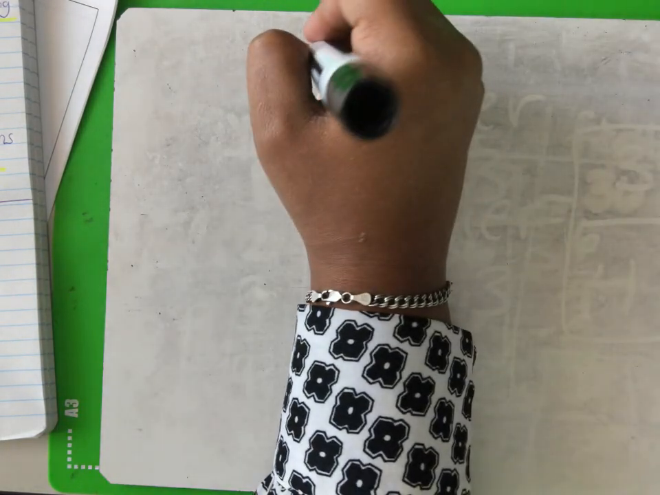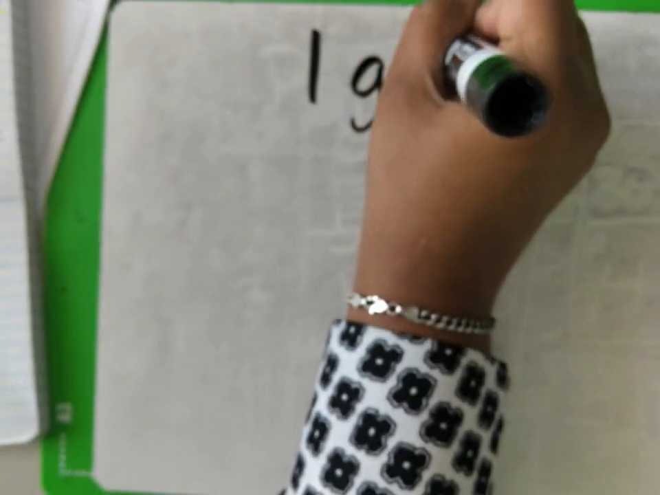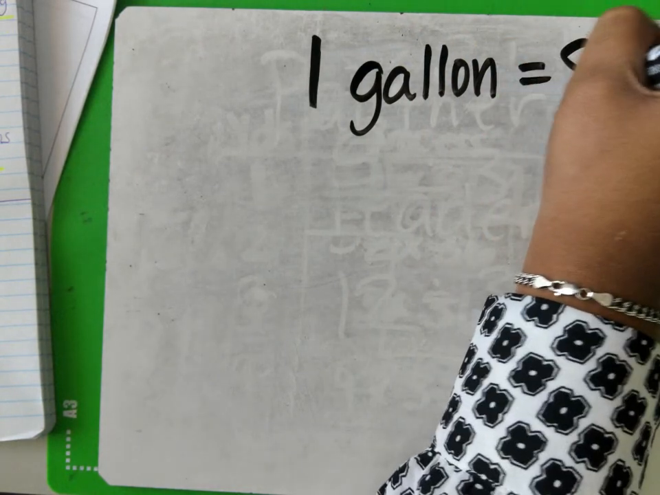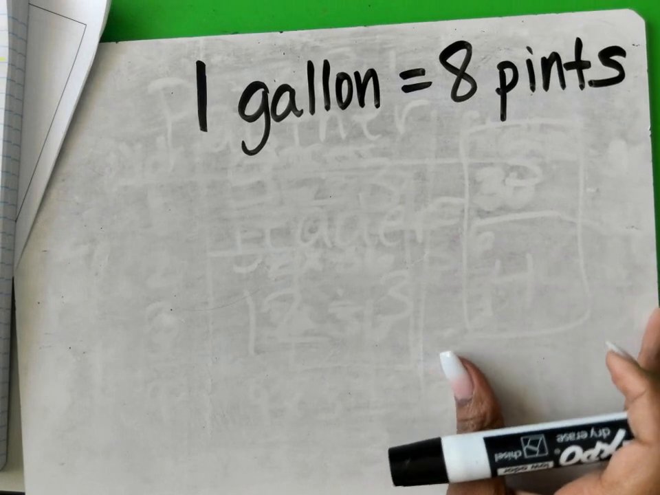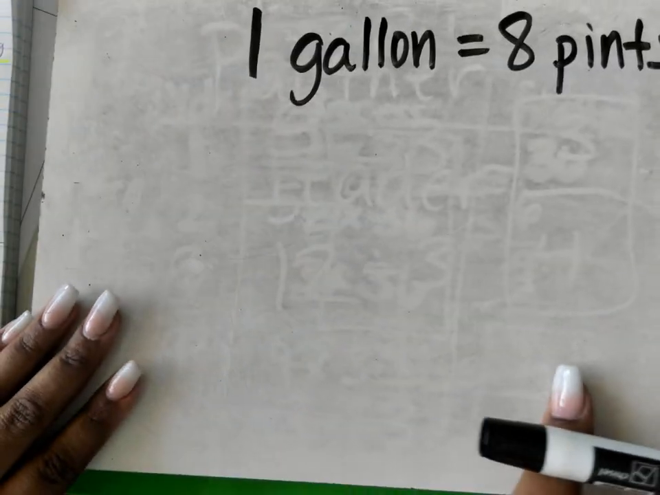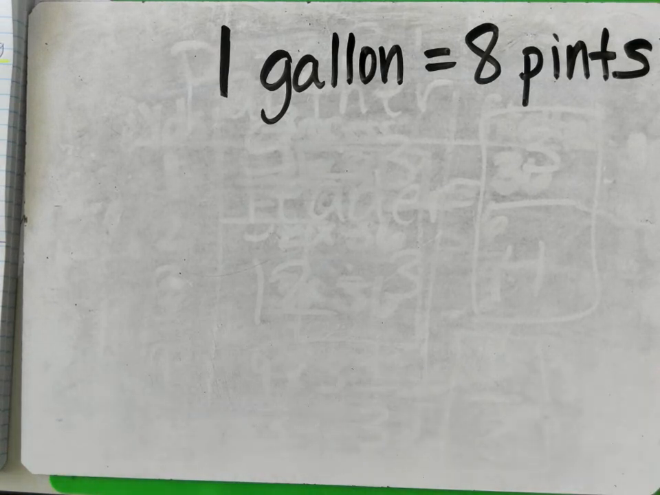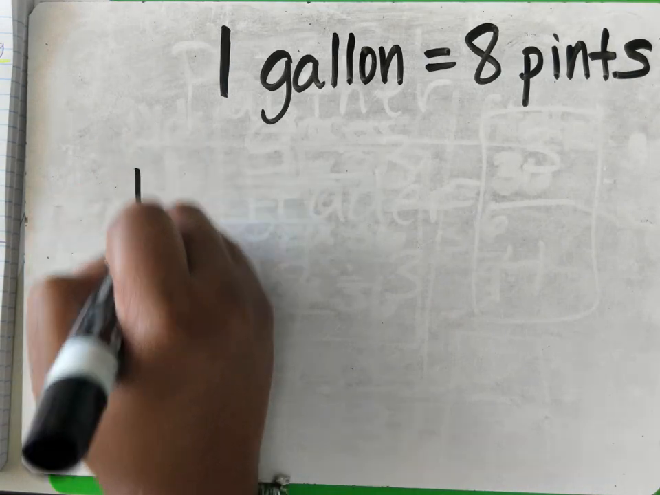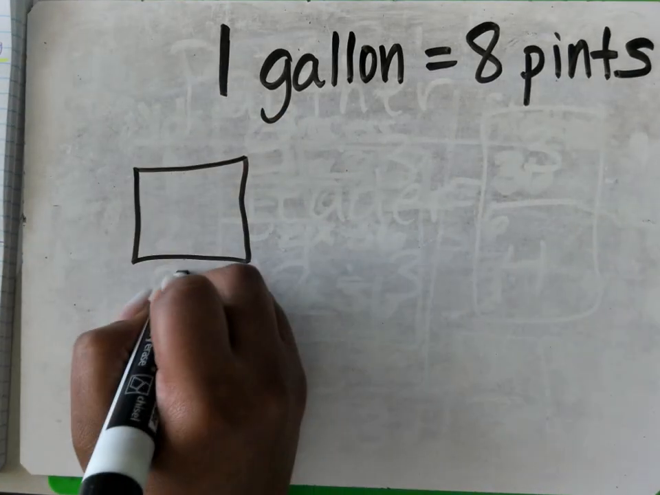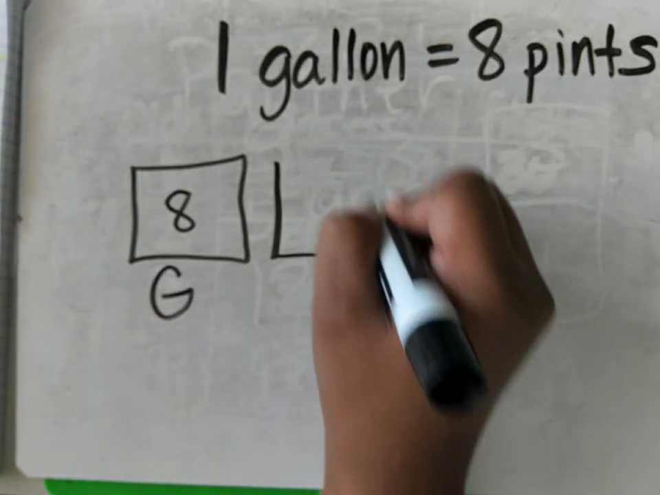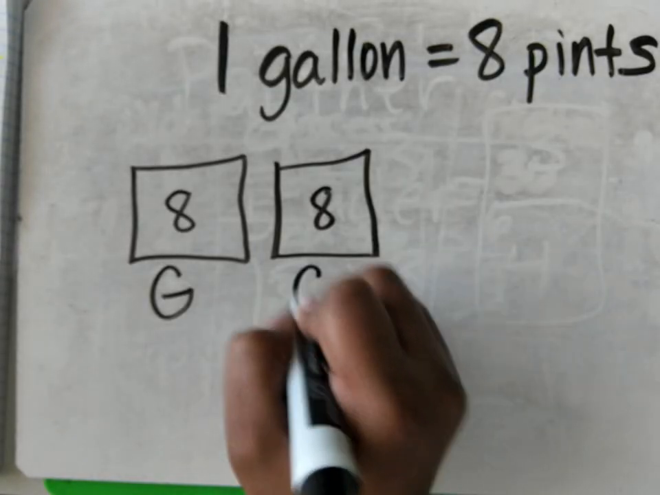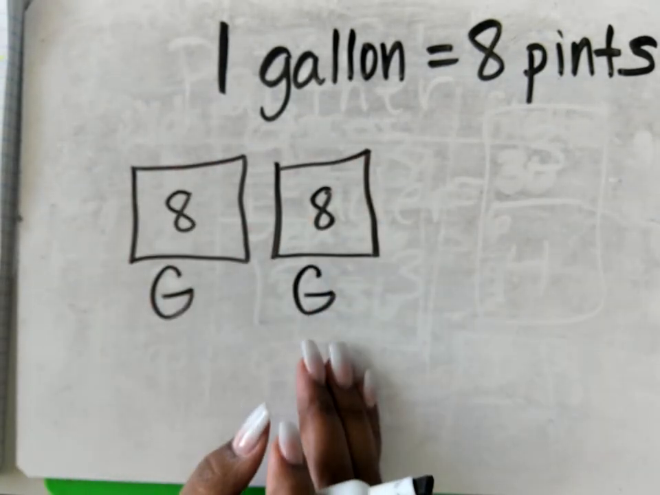So let's say 1 gallon equals 8 pints. Okay, so 1 gallon is the same as 8 pints. Pictorially, if I was to draw a picture, it looks just like this. For every gallon I have, that's 8 pints. If I have 2 gallons, I have another 8 pints. Altogether, I have 16 pints.